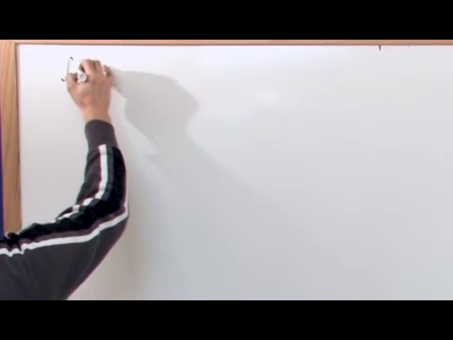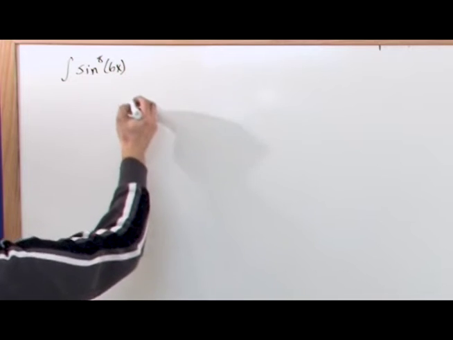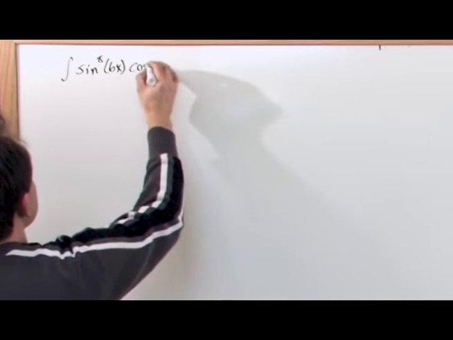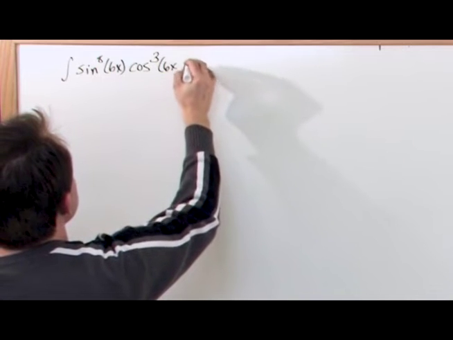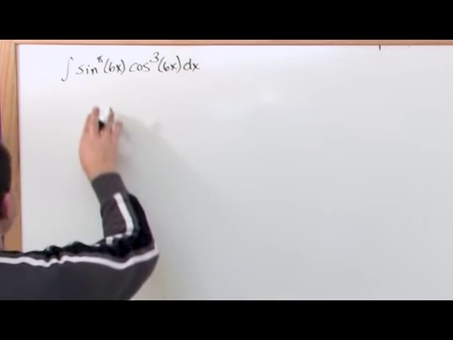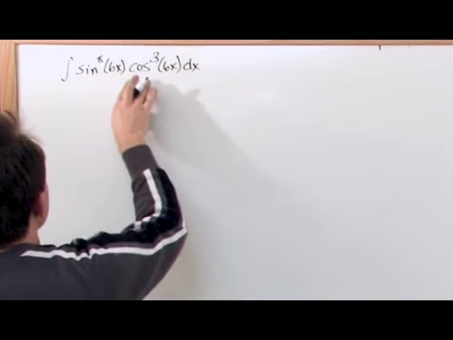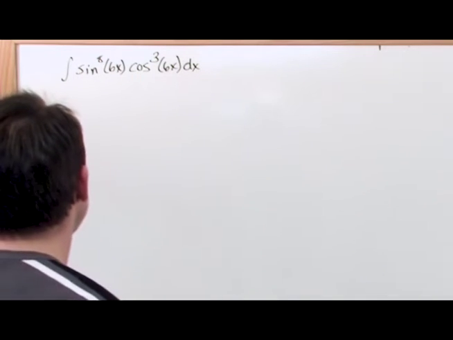Integral of sine to the 8th power of 6x times cosine to the 3rd power of 6x dx. And I want to solve that integral. Well, you see right now I have a sine to the 8th power and a cosine to the 3rd, so I have an odd power of cosine here, and I know I can use that and do my factoring technique.